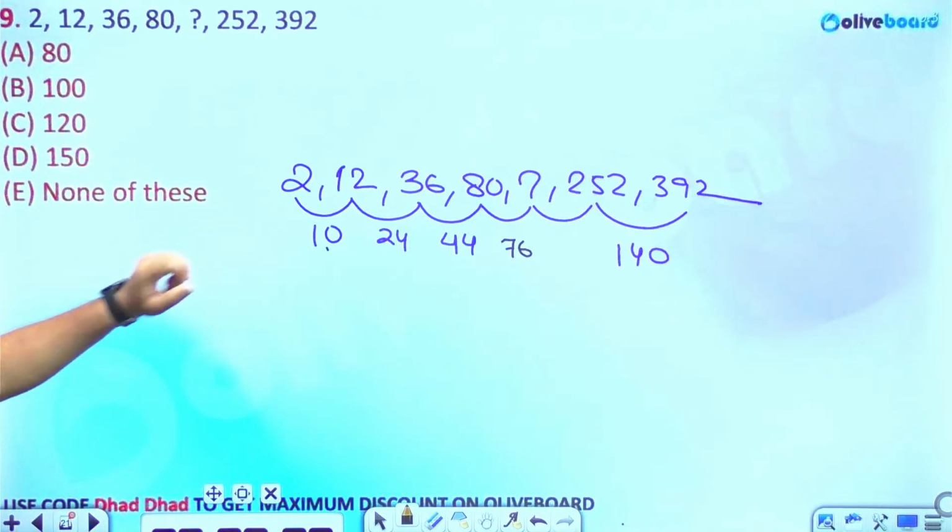2, 12. 2 times 6 is 12. 12 times 3, 36. We don't have a multiple of 36 to get 80. Oh.